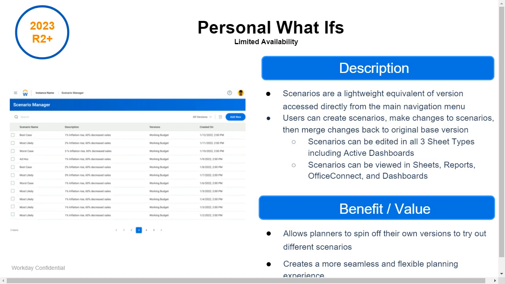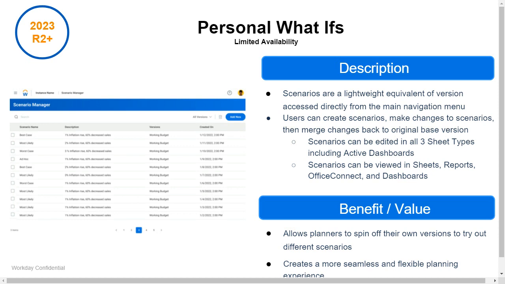Personal what-if scenarios are a new form of lightweight versions that any user has the capability to create on their own. And it's a personal little mini version you create yourself that can contain changes that you've made that do not get submitted into the underlying version until you choose to merge your scenario into the version. It allows everyone to have their own form of doing what-if comparison among different versions on their own.